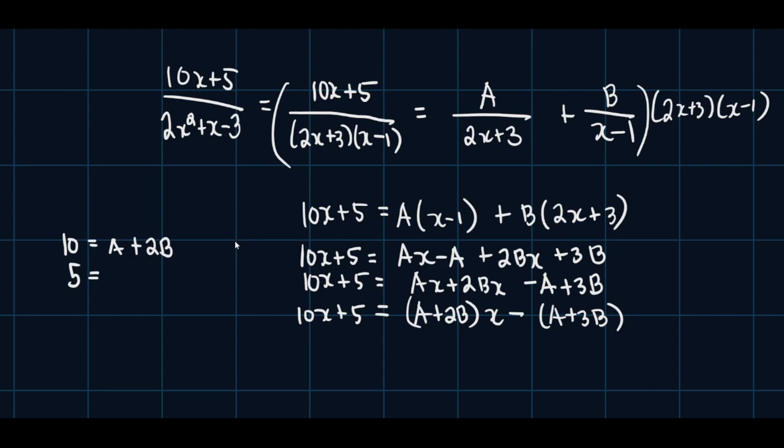And then, or rather, the constant term is 5. On the right-hand side, it's negative A plus 3B. Now, this is the system that we want to solve. Okay? Now, solving this system will actually give us A equal to 4 and B equal to 3.